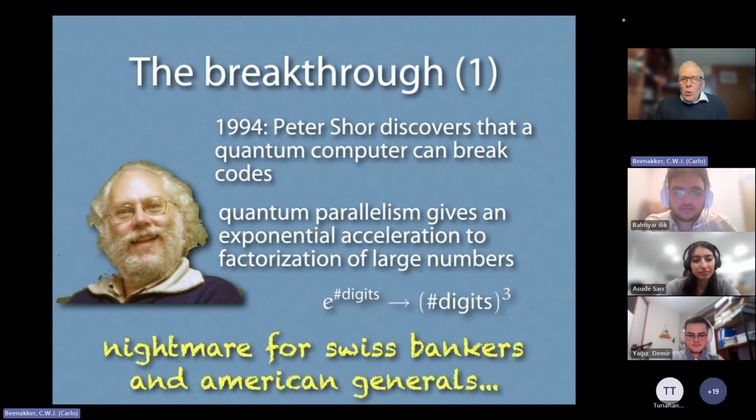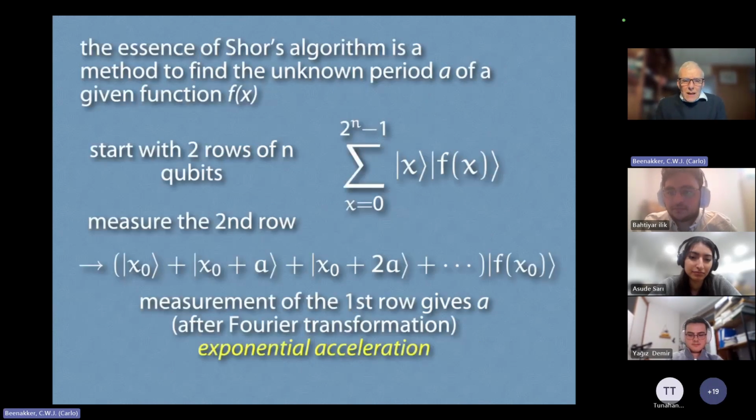Whereas these post-quantum codes, they're stuff which you can just implement. Probably you can download one today and make sure that your communications are quantum safe. So that was the first breakthrough. That was 1994.